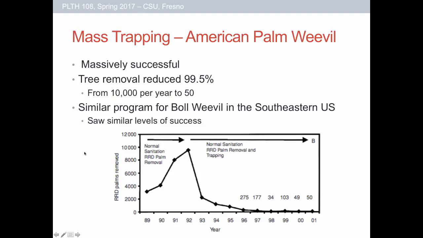And this is just a chart of that. It's the number of red ring disease palms that were yanked out. You can see that in the early 90s, they peaked at this 10,000 point. Then once they started doing this attracticide program, they knocked it down to about 50 by the early 2000s.